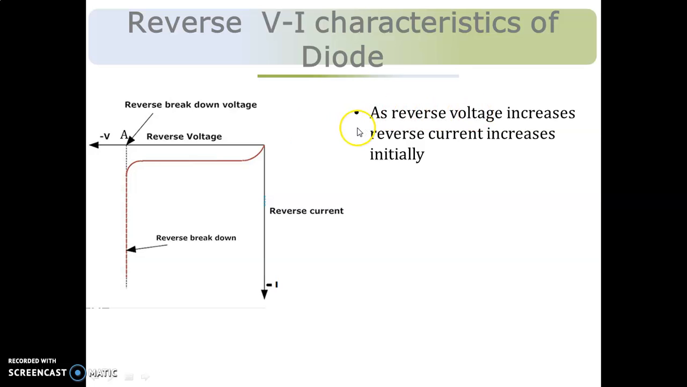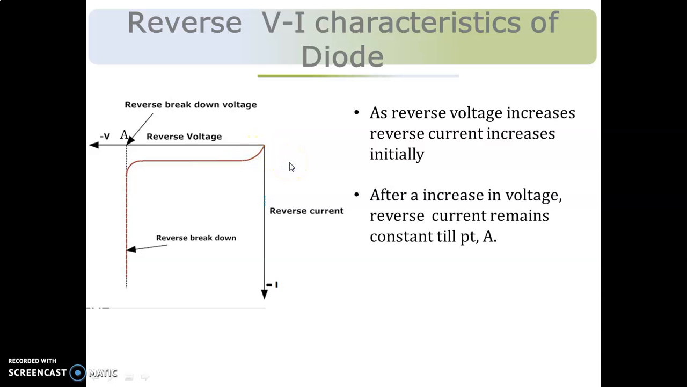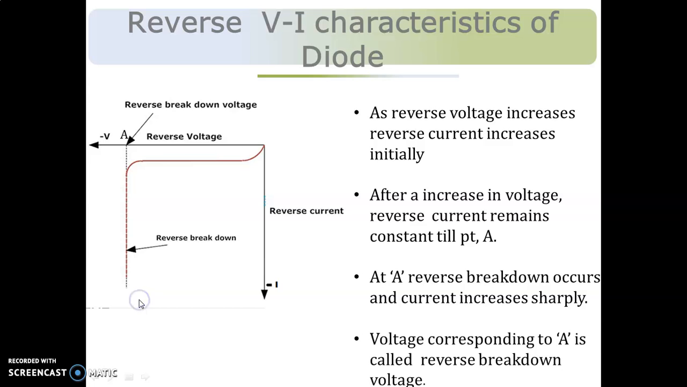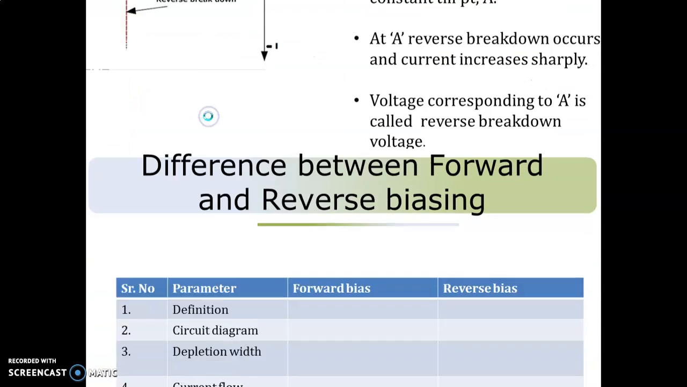As the reverse voltage increases, the reverse current also increases initially. So, for this duration, if you increase the reverse voltage, your current will also increase, but that is only for a short duration. After an increase in the voltage, the reverse current also remains constant till the point A. Once a point is reached, a reverse breakdown happens and current increases sharply. Voltage corresponding to the point A is called as the reverse breakdown voltage.